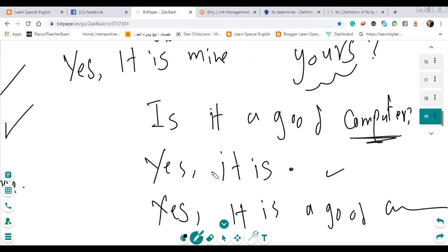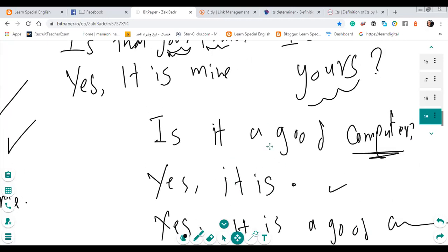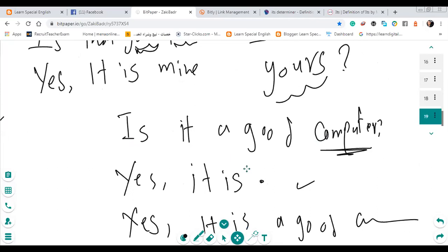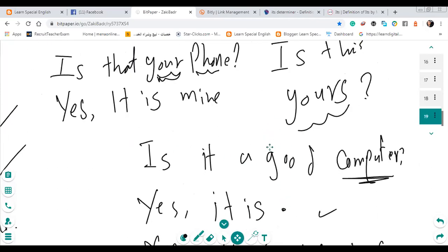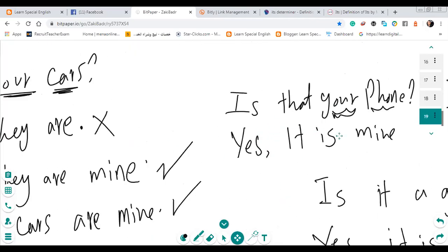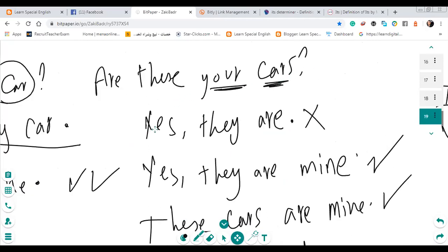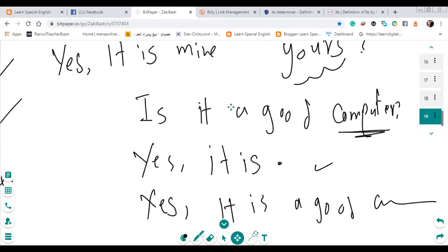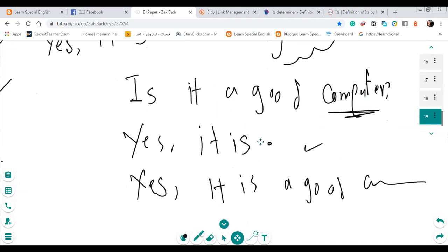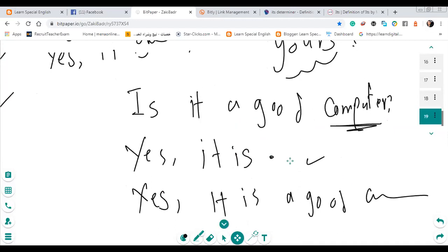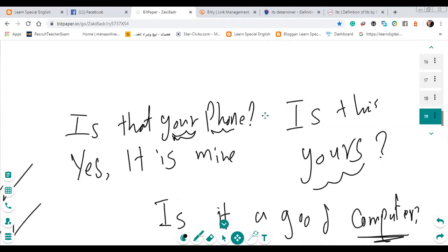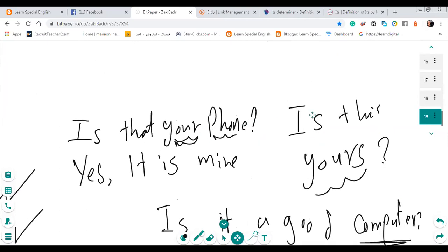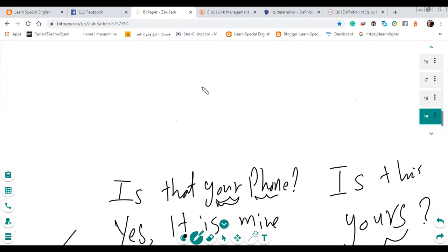All right, so now you understand the difference when we use a simple question like this and this. Are these your cars? Yes, they are. You see the difference? The same idea here. Is it a good computer? Yes, it is. Yes, it is a good computer. Okay. Is it your phone? Is it yours? Another one.